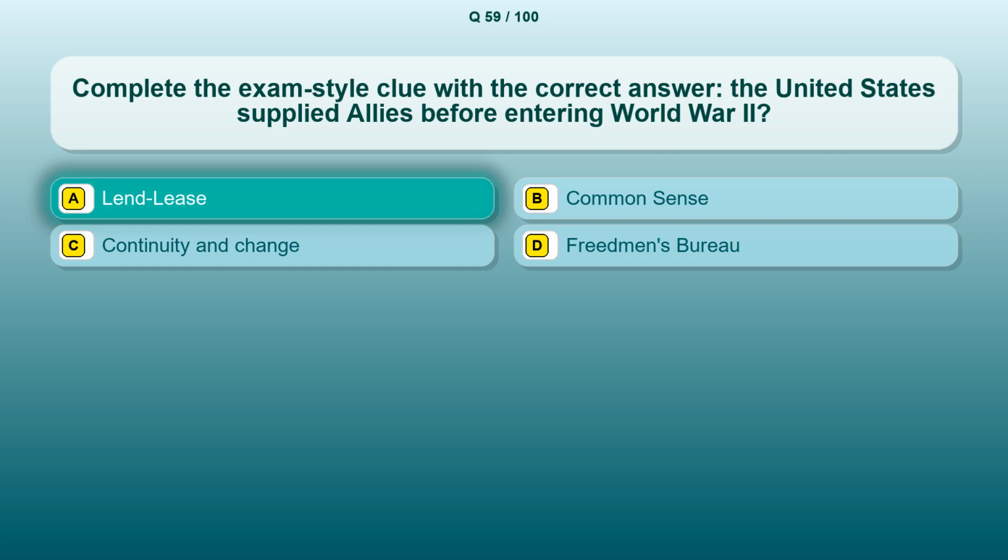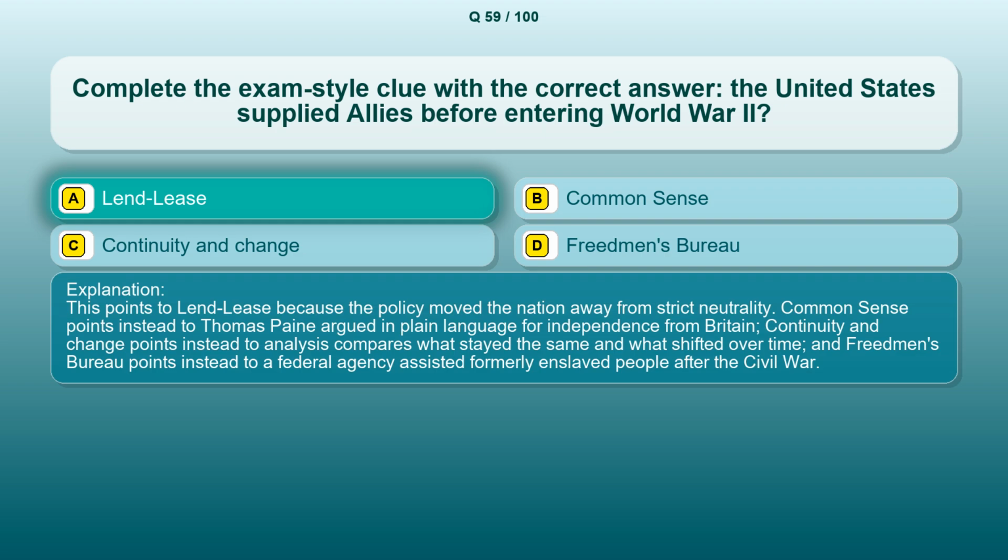The correct answer is option A, Lend-Lease. This points to Lend-Lease because the policy moved the nation away from strict neutrality. Common Sense points instead to Thomas Paine argued in plain language for independence from Britain. Continuity and change points instead to analysis compares what stayed the same and what shifted over time. And Freedmen's Bureau points instead to a federal agency assisted formerly enslaved people after the Civil War.